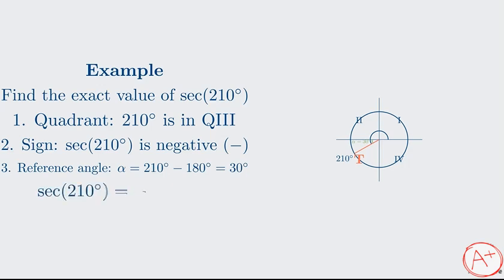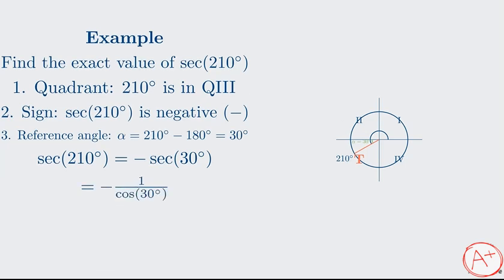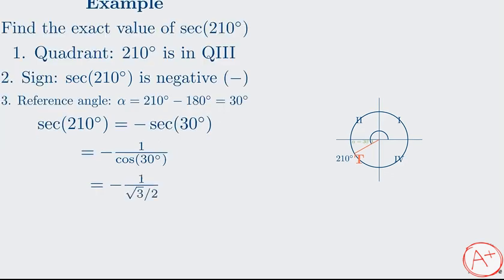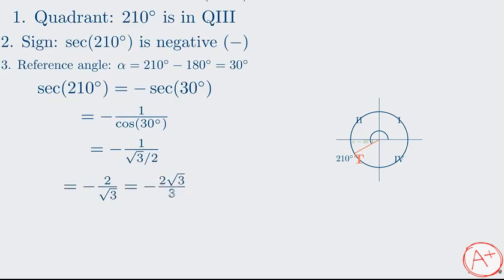Now we calculate. Secant of 210 is negative secant of 30. Since secant is 1 over cosine, this is negative 1 divided by the cosine of 30. Recall that cosine of 30 is the square root of 3 over 2. Inverting the fraction gives us negative 2 over the square root of 3. To rationalize the denominator, we multiply by root 3 over root 3. Always provide the exact value in surd form unless the question asks for decimals.